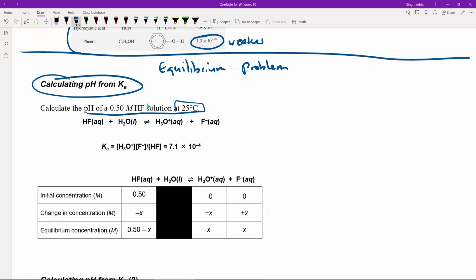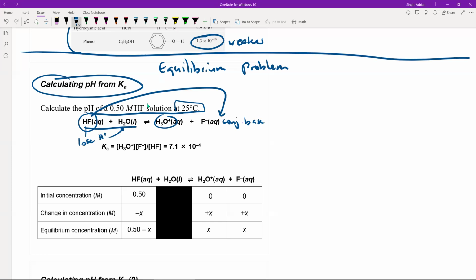All right, so we have our HF in H2O. This is going to act as an acid. This is going to lose its H plus. Where's the H plus going to go? It's going to go to the H2O to form H3O plus. Then HF, after losing the H plus, becomes F minus. That is the conjugate base.